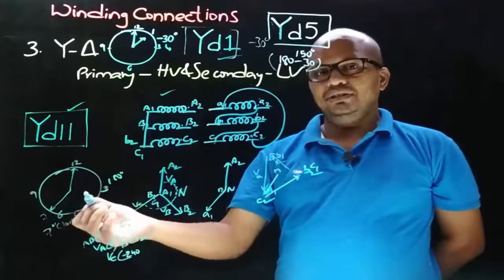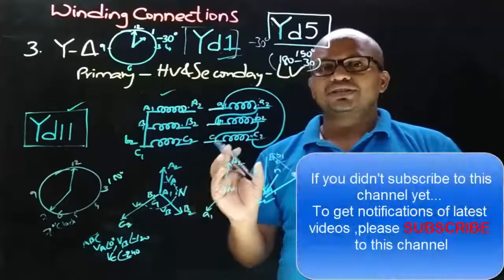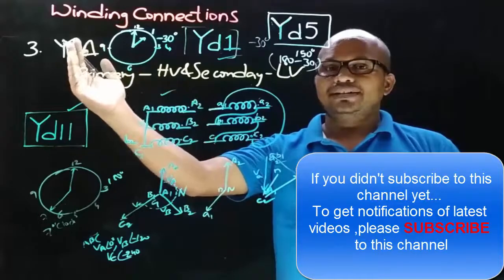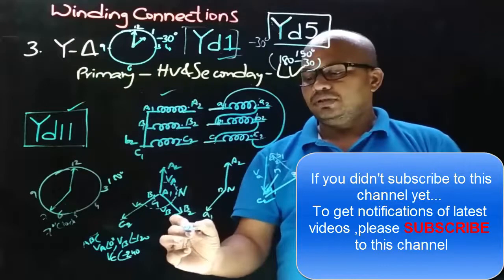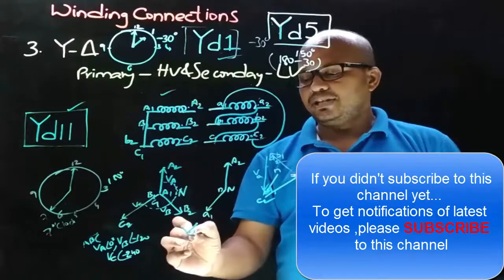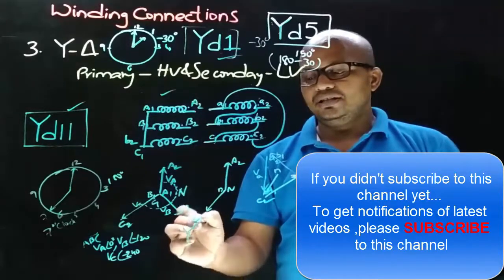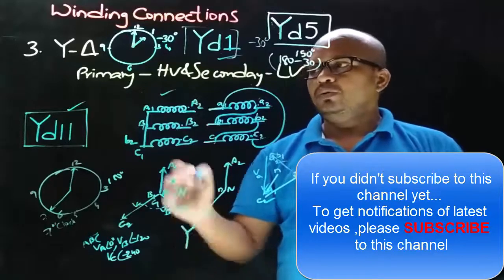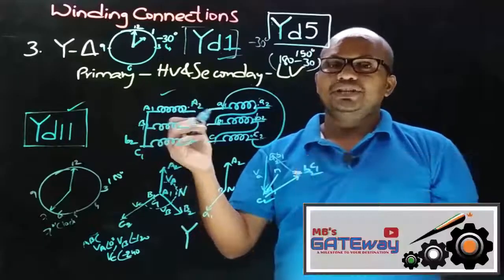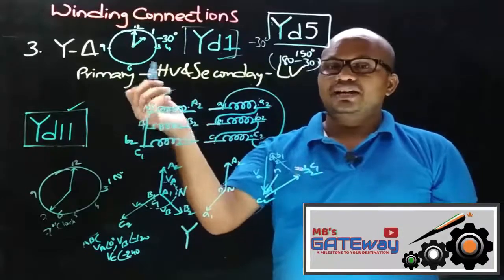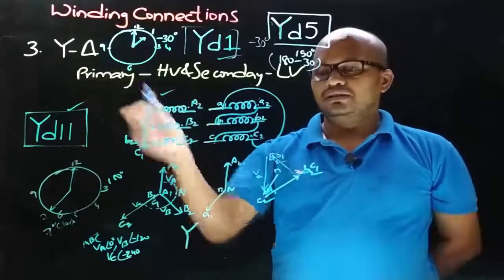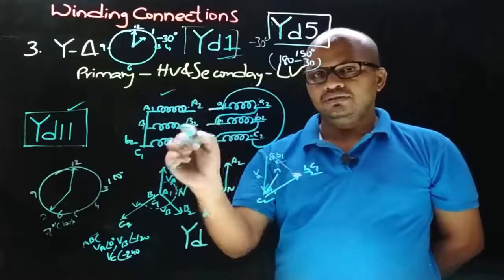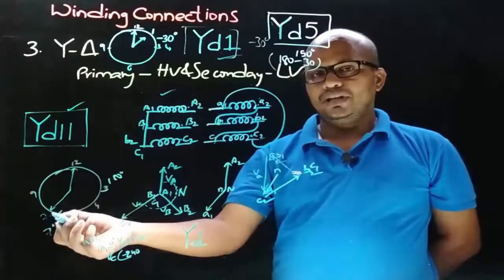So now let's identify the vector group symbol. In a vector group symbol, the first character is in capital letters, and that represents the HV winding connection. Here we took the HV winding as star, so it is capital Y. The second character indicates the LV winding connection, and that is represented in lowercase, so here delta, therefore small d. And for this connection we got the numerical as 7.